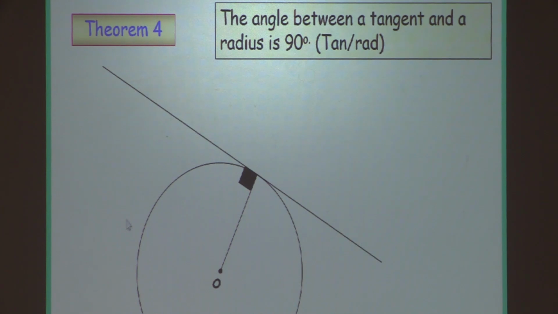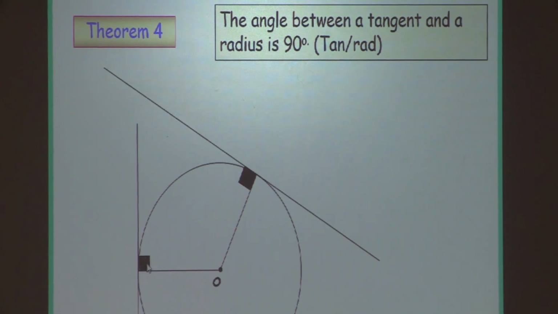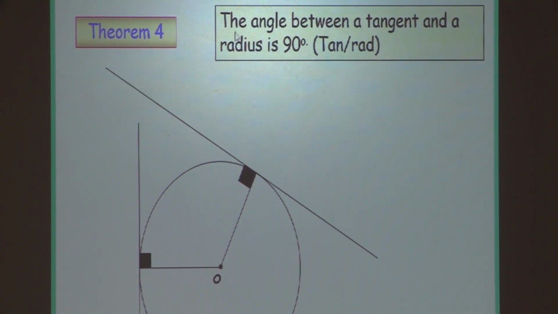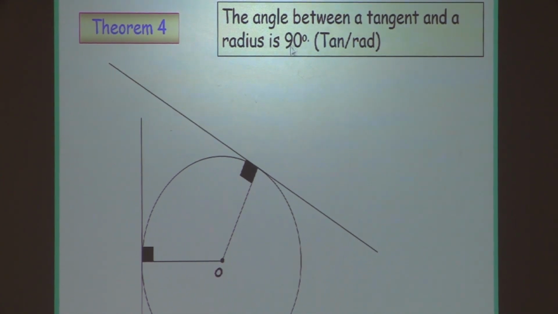Even if I have another tangent to this side and draw a radius from there to there, 90 degrees will be formed there. I don't have to be told that this angle there is 90 degrees. So the angle between a tangent and a radius is 90 degrees. Tan radius theorem. The angle between a tangent and a radius is always 90 degrees.